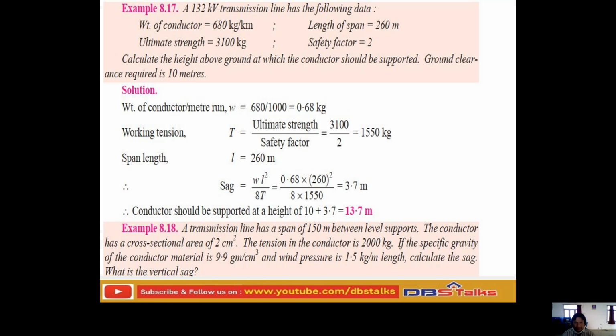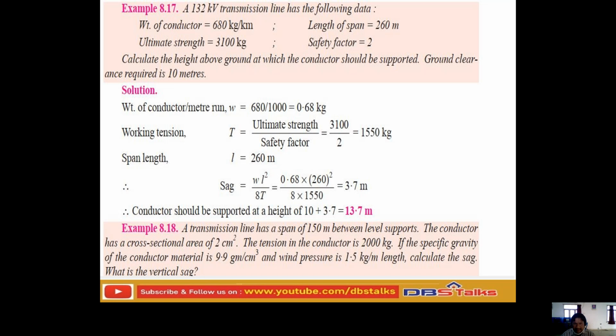So, next problem. Till now we discussed the corona loss problems. Now we discuss the sag problems. A 132 kV transmission line has the following data.